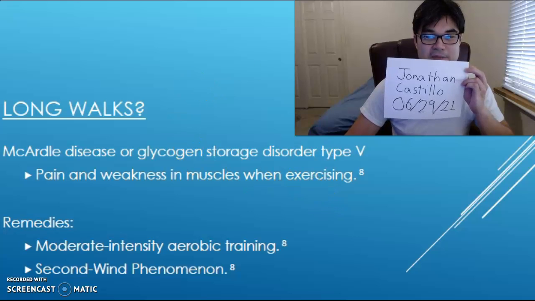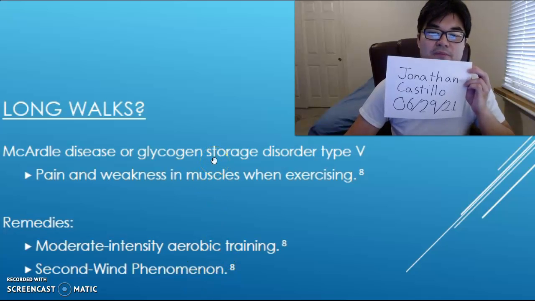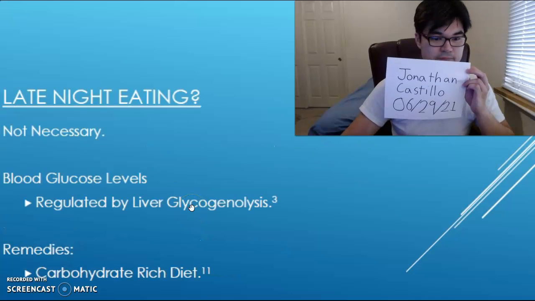But this does not mean that a person can no longer do such activities as walking. It is possible to do moderate intensity aerobic training, which can increase muscle oxidative capacity over time. Studies have shown that this is possible due to something called a second wind phenomenon, in which taking a brief rest period after about 10 minutes of continuous exercise helps reduce exercise-induced muscle pain. So it may be possible to take longer walks in time.